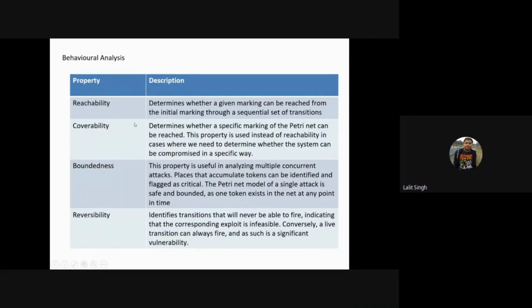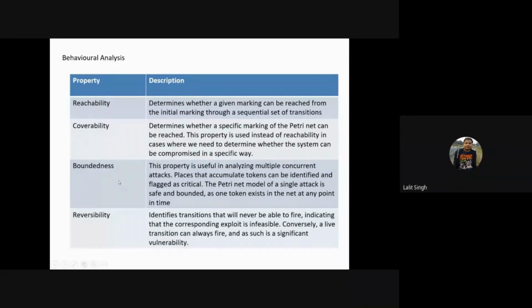The coverability determines whether the specific marking. So coverability means whether any specific state can be reached or not. If any specific state cannot be reached, it means it is some dangerous state. It may be influenced by something. So it determines whether a specific marking of the Petri net can be reached, and this property is used instead of reachability in the cases where we need to determine whether the system can be compromised in a specific way.